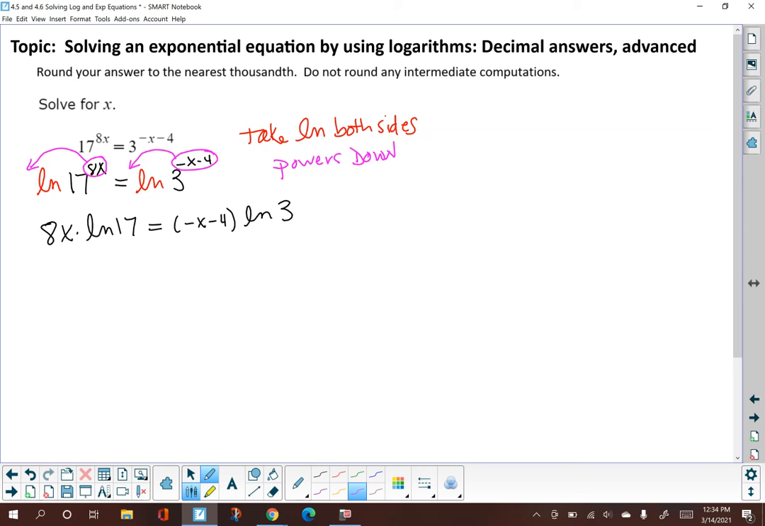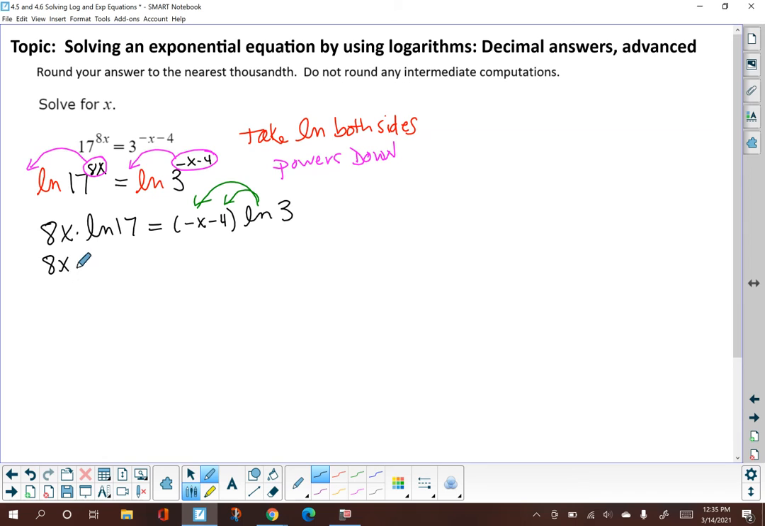Okay, so our goal is to get the x by itself, and right now I have an x in two different locations. We're going to use a strategy that we've used before when we were finding the inverse of rational functions. We need to distribute here, and then we are going to collect all of the terms with an x. So let's start by distributing.